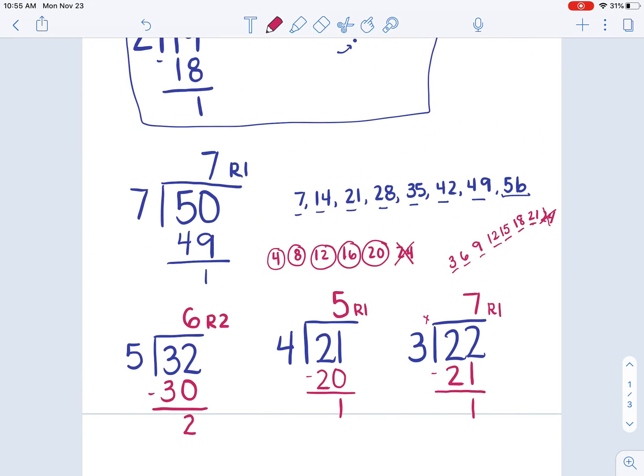We are going to be practicing dividing with extras or remainders in our homework today.